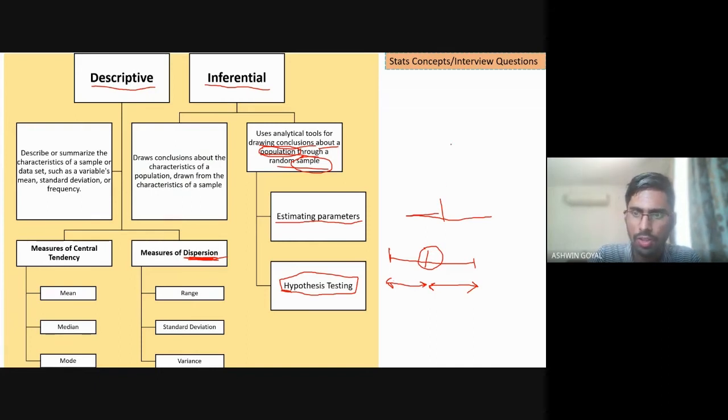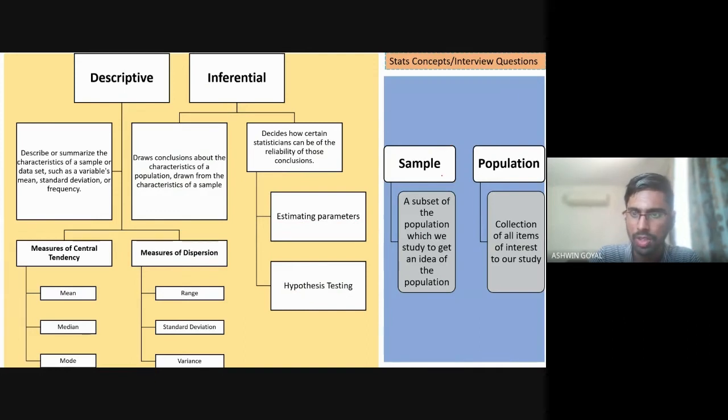All right. What is the difference between a sample and a population? This is the next most important question. So sample and population. Sample is very simple. It's a subset of the population, and we are trying to study the entire population through a small part of it, right? Sometimes it is possible that we are not able to study the entire data set. So population is basically the entire data set, a collection of all the items of interest to our study. That is a population. And sample is a subset of the population, which we study in order to get an idea of the population, right? So that is a subset. Okay, that was the introduction.